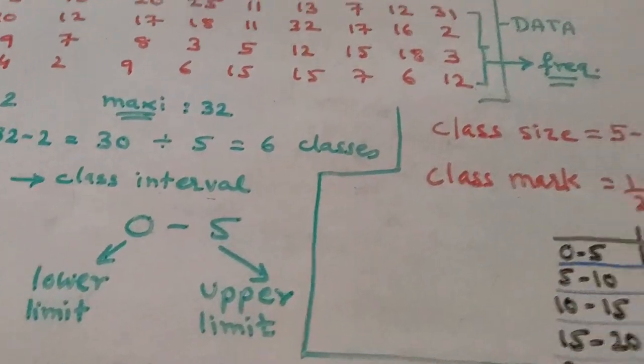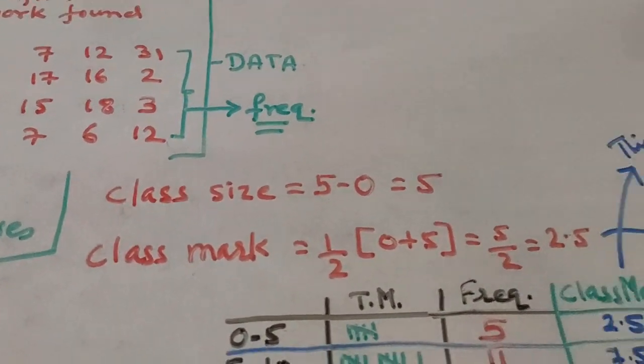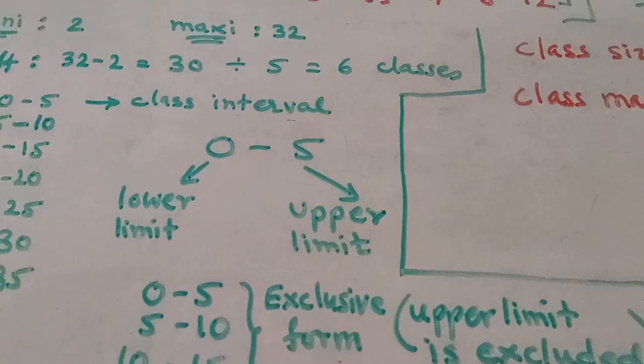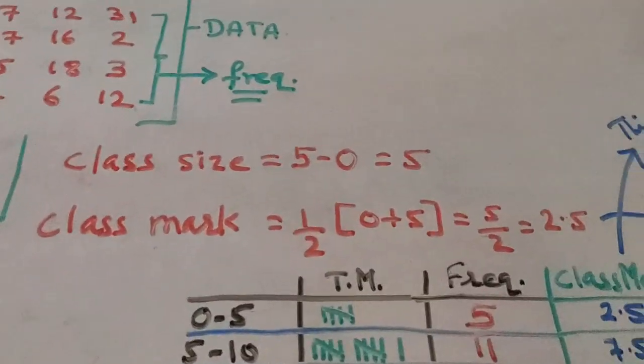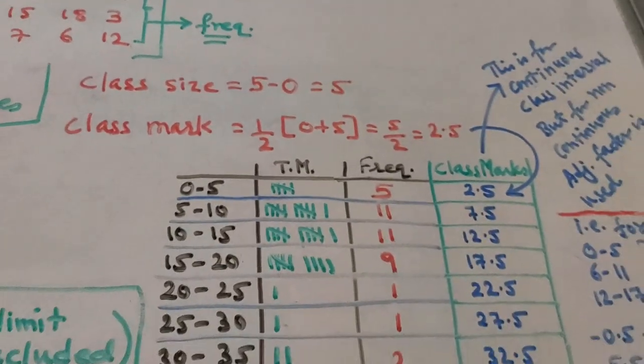So 5 minus 0, you are going to get 5. And what do you mean by class mark? If you add those two limits and you divide by 2, you will get the class mark. So this is how it looks.